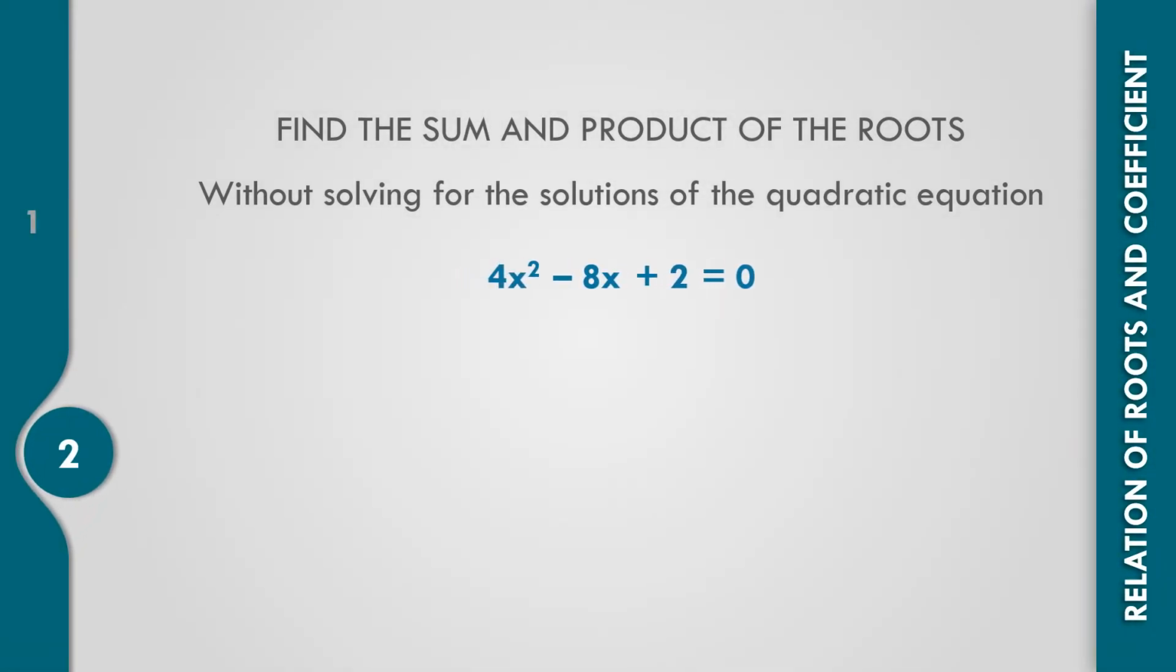How about example number 2? 4x squared minus 8x plus 2 equals 0. So a is equal to 4, b is negative 8, and c is equal to positive 2. Afterwards, the formula for the sum of the roots is negative b over a. So negative, and then the numerator, negative 8, and then the denominator, equal to positive 4. So negative times negative is positive. And then 8 divided by 4 is equal to positive 2. So the sum of the roots is equal to positive 2.